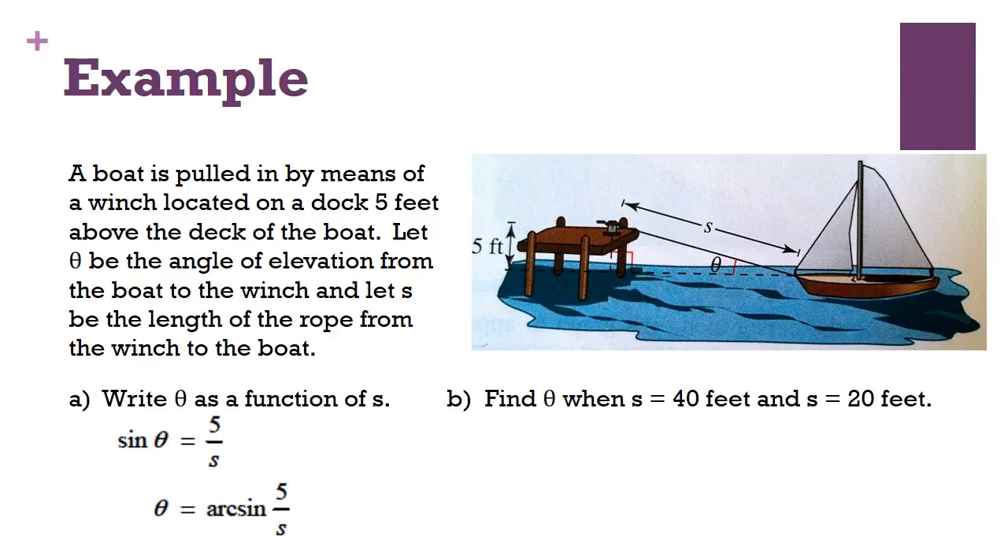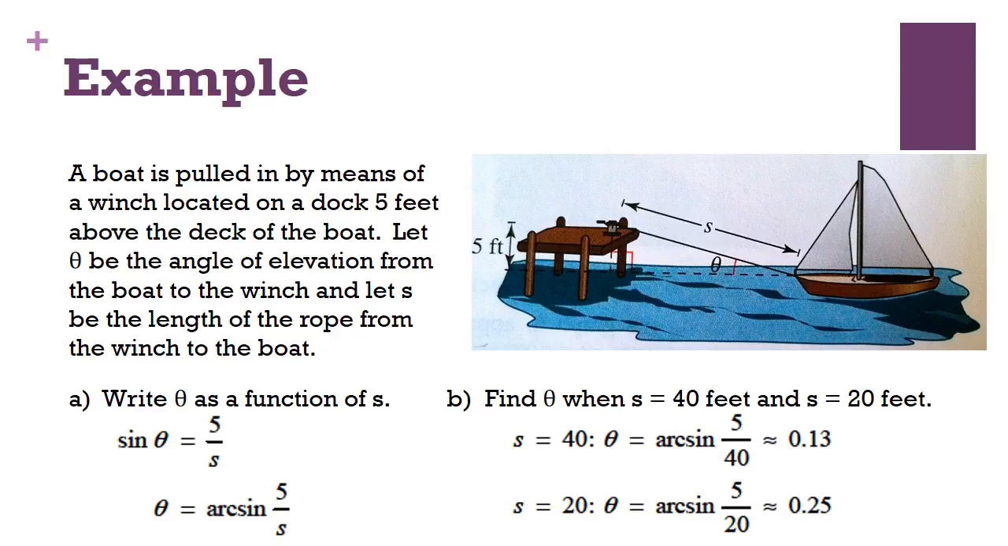Okay, the sine of theta is 5 over s, so theta is the arc sine of 5 over s. And putting in the information, we get 0.13 and 0.25.